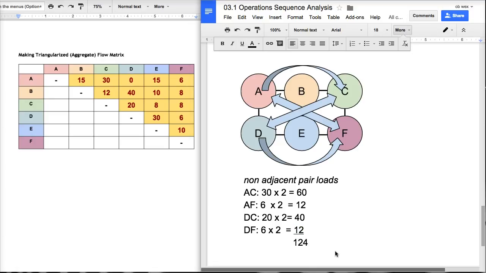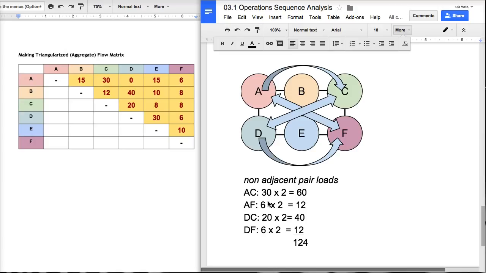That 124, I can't apply any particular units to it. It is just a weighting. It's a metric that I can use to compare different layouts to one another. If we think about the overall goal of this exercise, it is to reduce the amount of traffic that people have to travel between all of these different buildings. We want to lay out the buildings in such a way that we bring that non-adjacent load, that non-adjacent weighting, as low as possible.